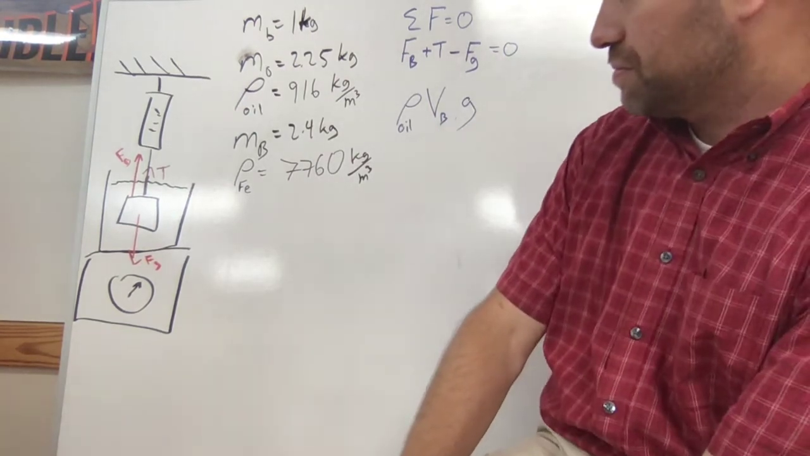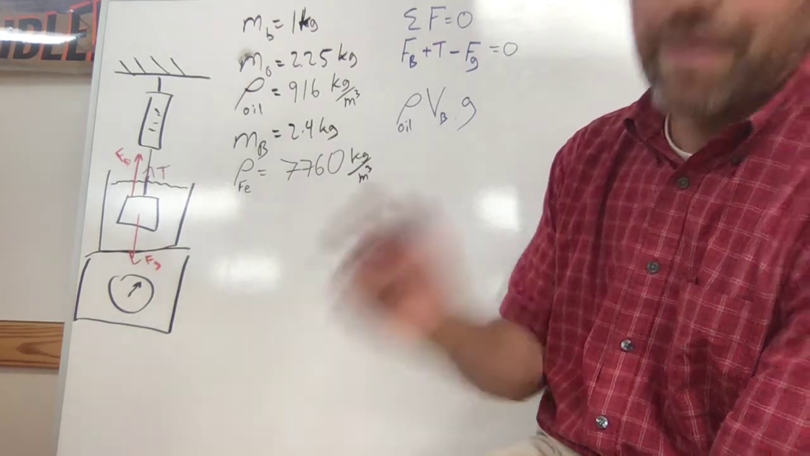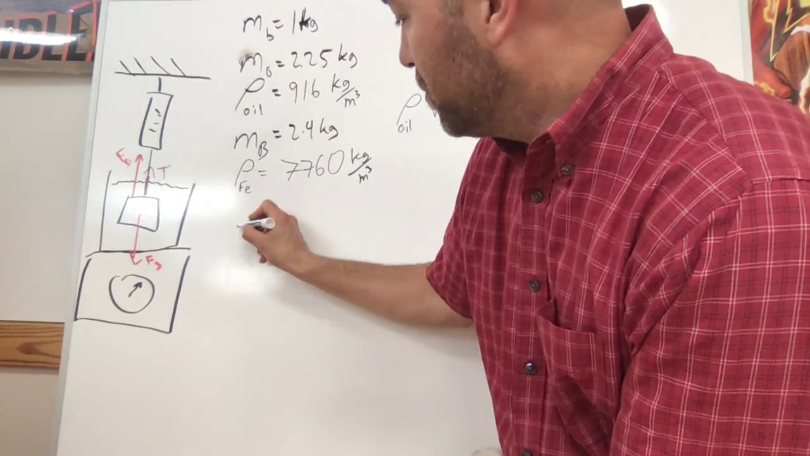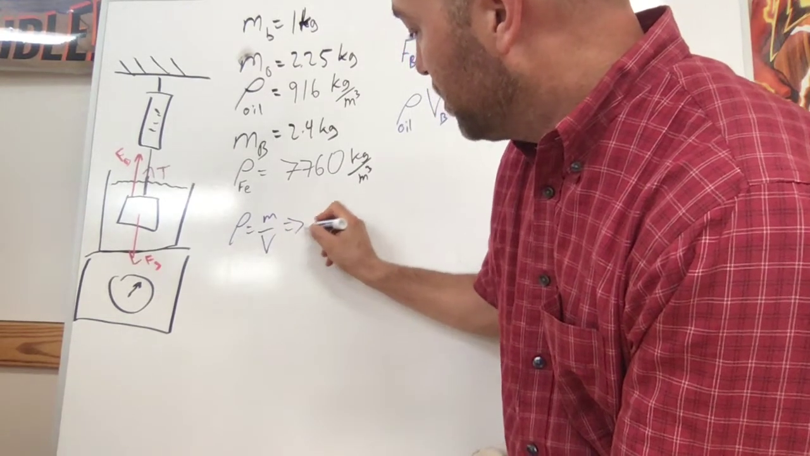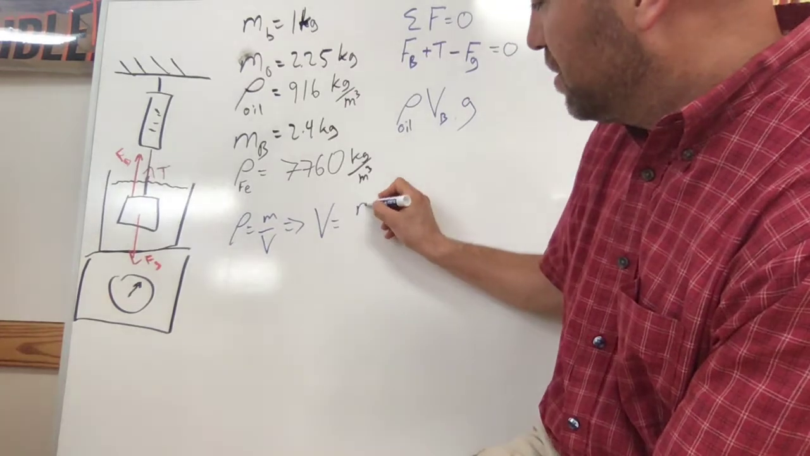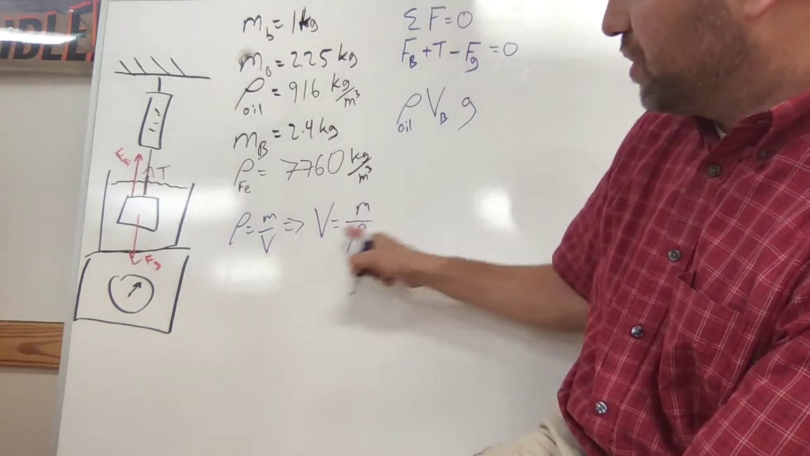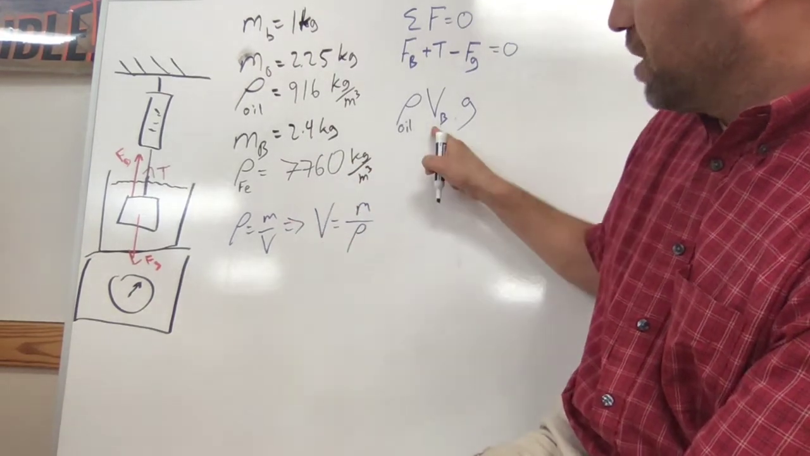I used density equals mass over volume. That sounds good. Density is mass over volume. And so then you found volume by saying mass over density. Is that what you did? Mm-hmm. Good. Okay, so you're going to use this mass and this density and get volume and plug that in here.